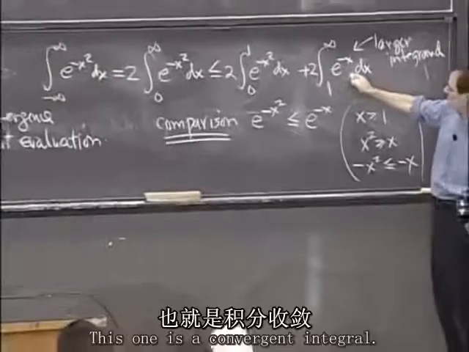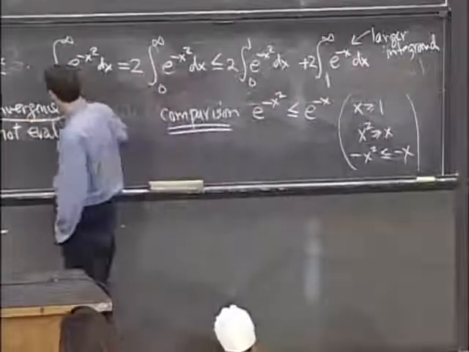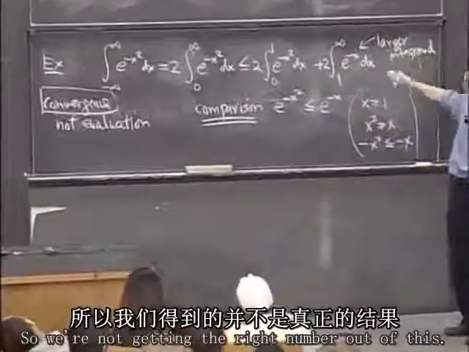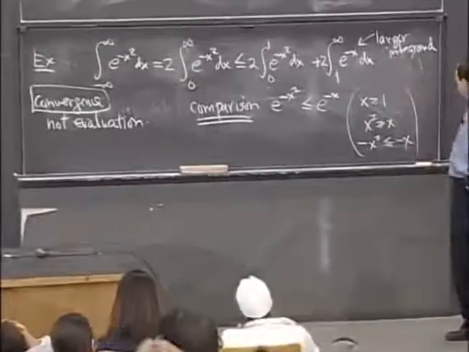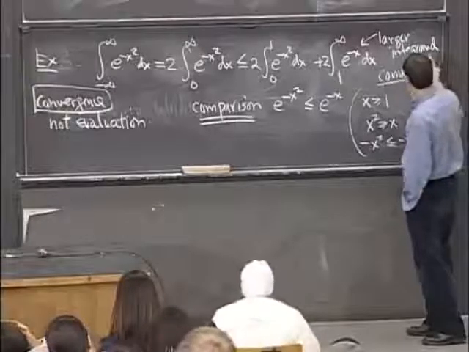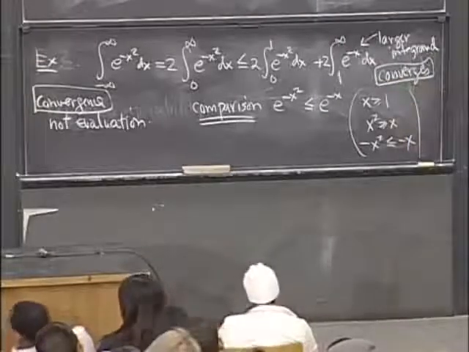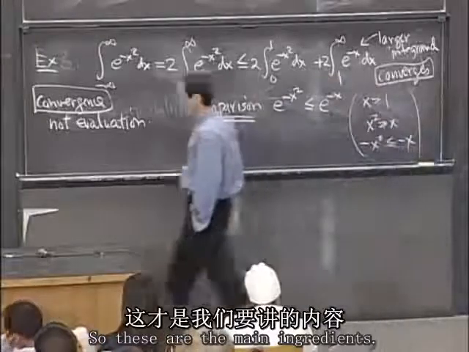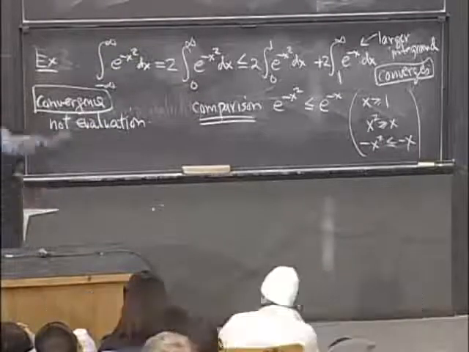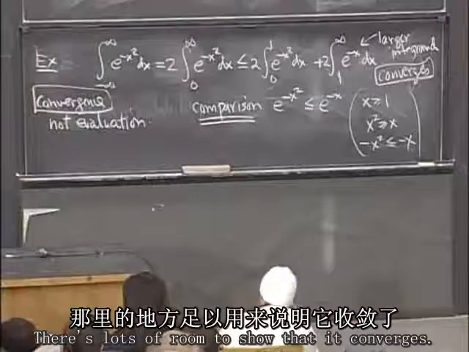All right, this one is a convergent integral. So the whole business is convergent. Of course we replaced it by a much larger thing, so we're not getting the right number out of this. We're just showing that it converges. All right, so these are the main ingredients. As I say, once the thing gets really fast decaying, it's relatively straightforward. That is, there's lots of room to show that it converges.